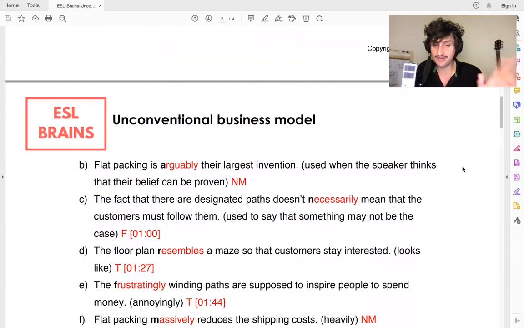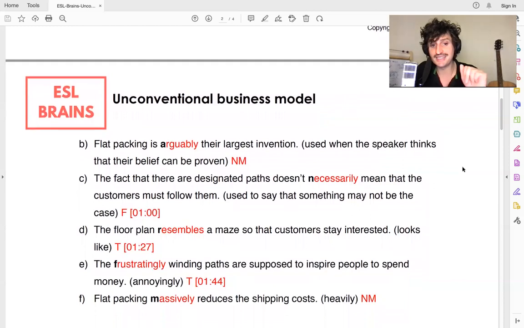Okay, the floor plan of the store, of the shop, is like the map of the store. The floor map resembles a maze so that customers stay interested. So it's a maze. It's like a labyrinth. You can get lost in there. Resembles means it looks like. The floor plan resembles a maze. It looks like a maze.